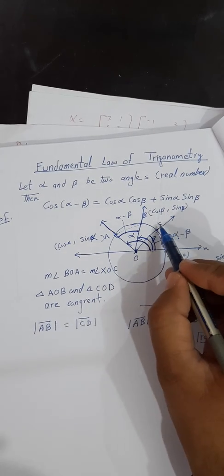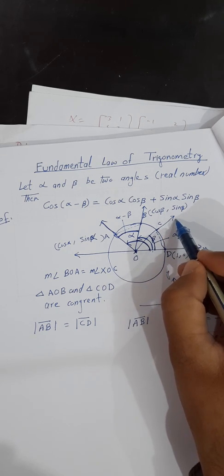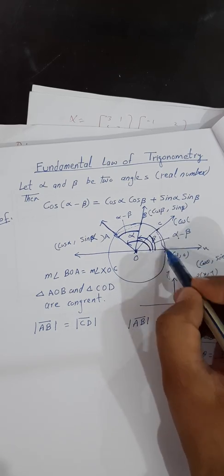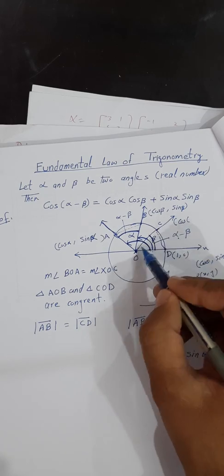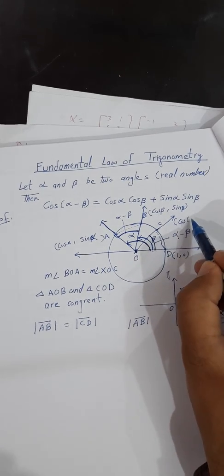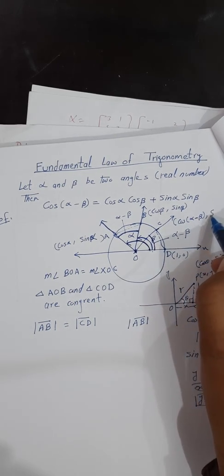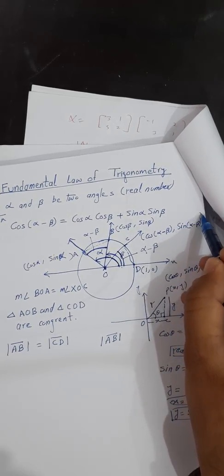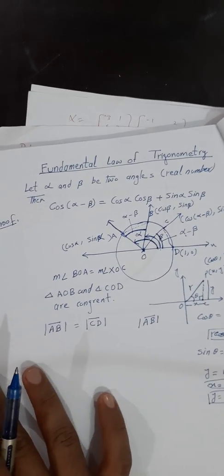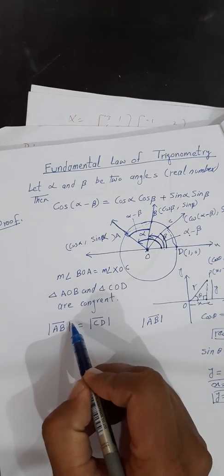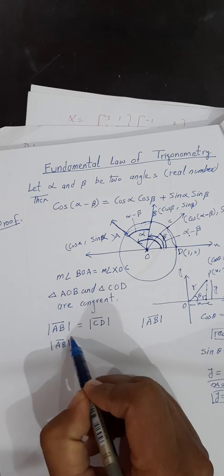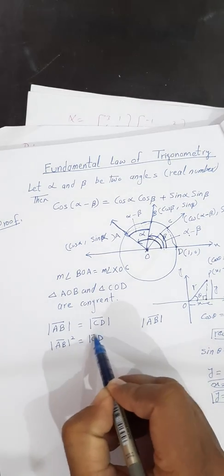And what are the coordinates of point C? The coordinates of C are cos of the angle between C and D. What is the angle between C and D? The angle between x-axis and C is alpha minus beta. Therefore, coordinates of C are cos alpha minus beta and sine alpha minus beta. Now, we take square on both sides of this equation, and we get AB square is equal to CD square.